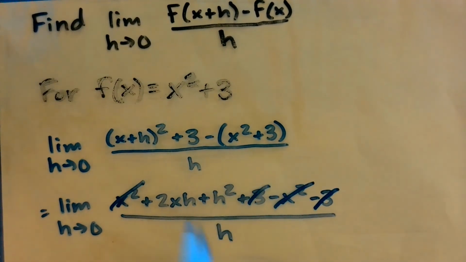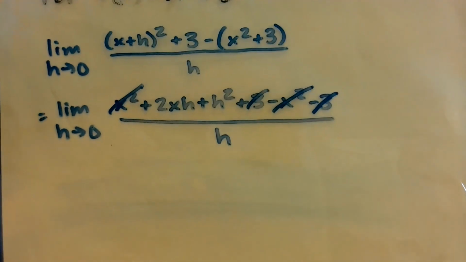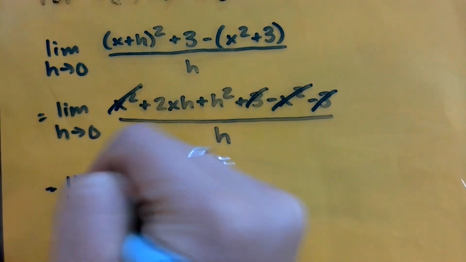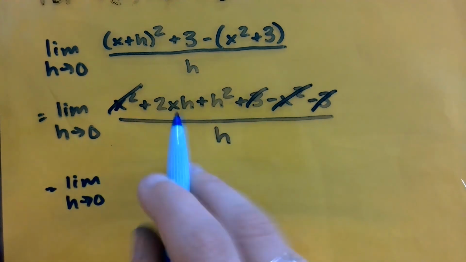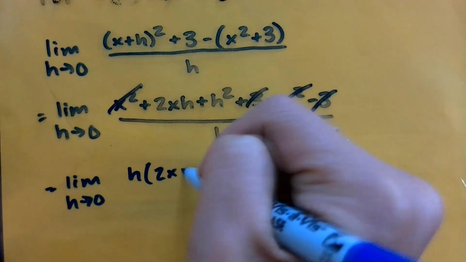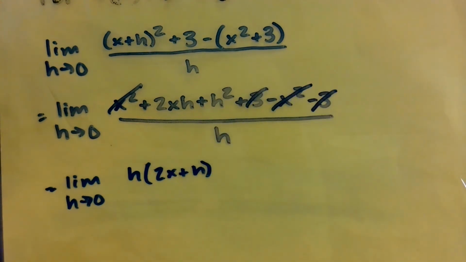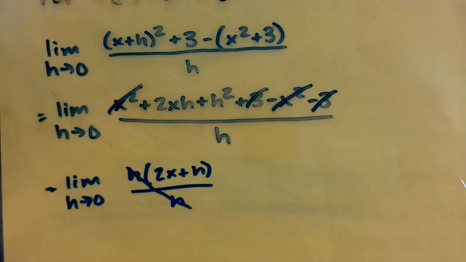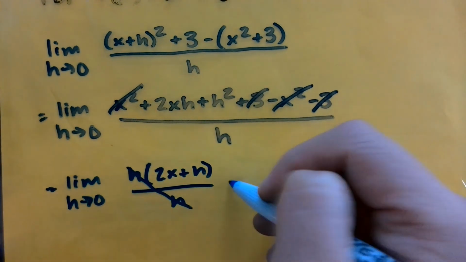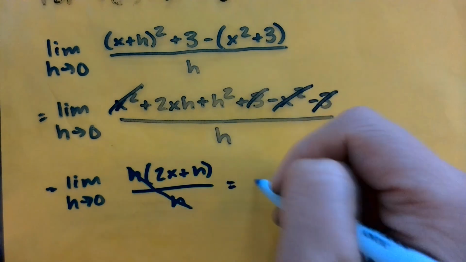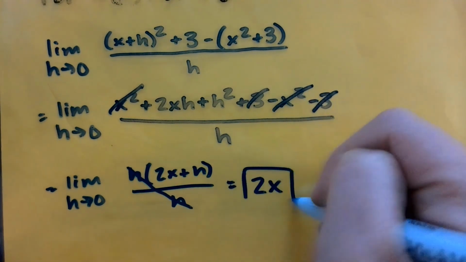So looking at what we're left with, remember that our goal is to cancel the h in the bottom with an h in the top. So in this next step, since I'm left with just terms that have h in them, I'll go ahead and factor out an h. So I've got a 2x plus h in parentheses and then over h. It's going to allow me to cancel my h's. And then finally, I can evaluate the limit as h approaches 0 by plugging in 0. We'll get 2x.